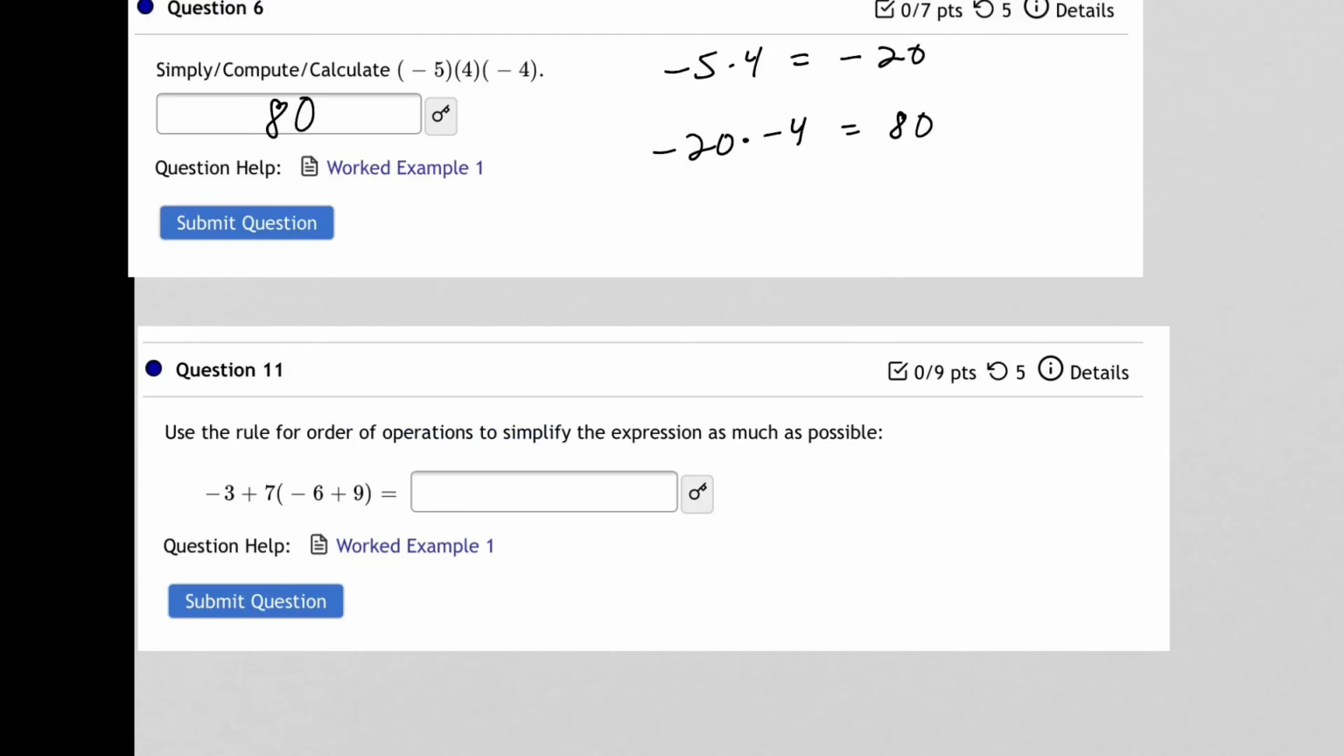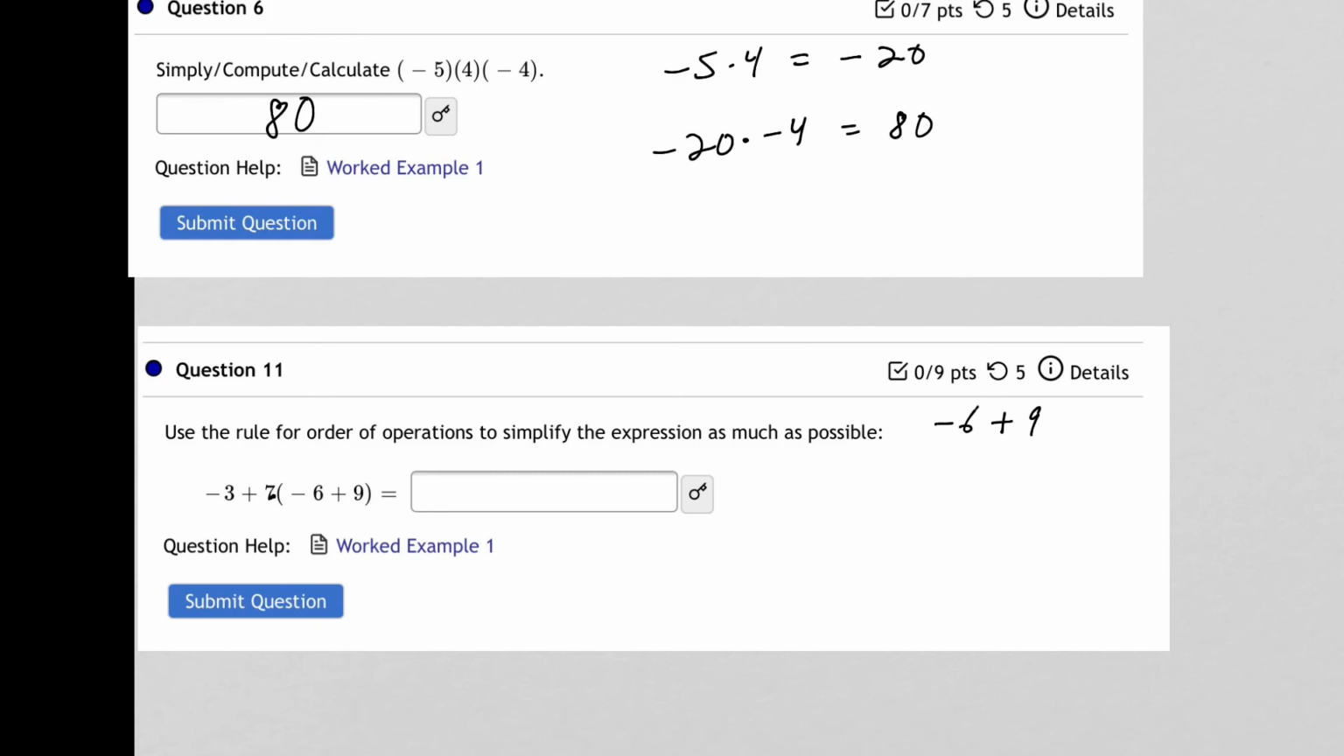Okay, what about this one? Use the order of operations rules to simplify the expression as much as possible. So we have addition, we have multiplication, right? Remember, this means 7 times whatever the result is in the parentheses, since it's next to it, it's multiplication. And with parentheses, I really need to do what's inside the parentheses first, right? So I need to do the negative 6 plus 9 first.